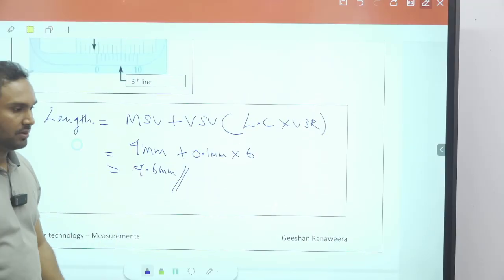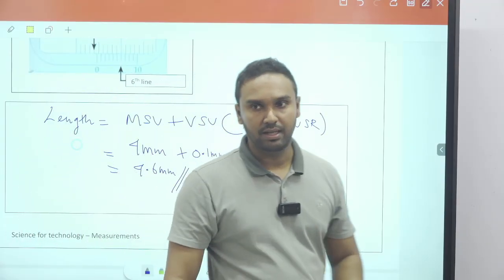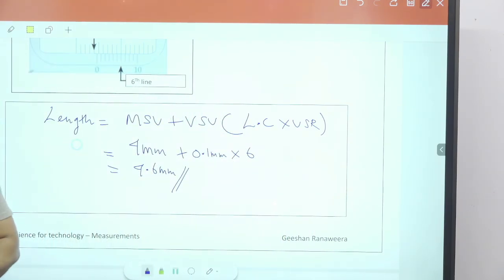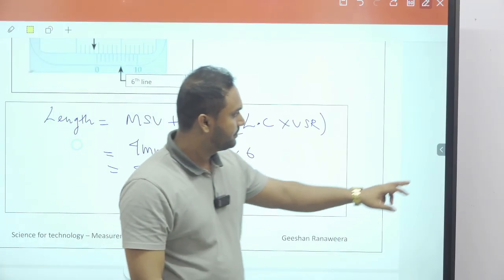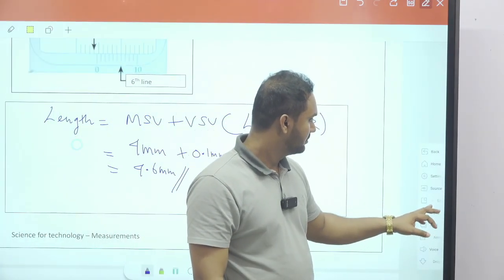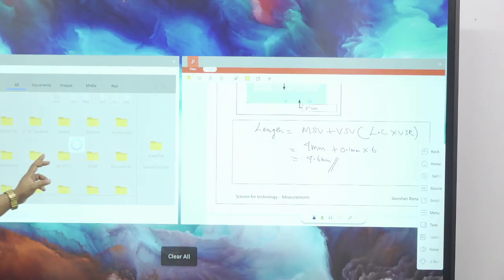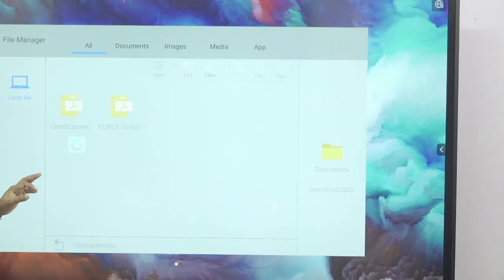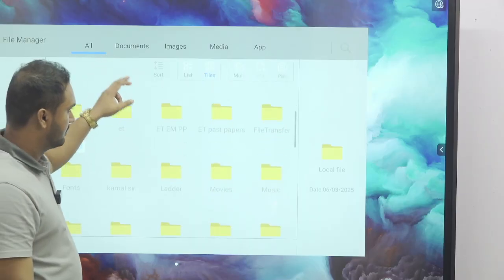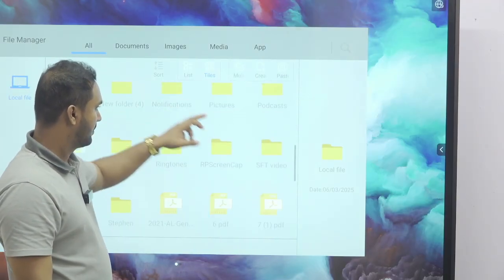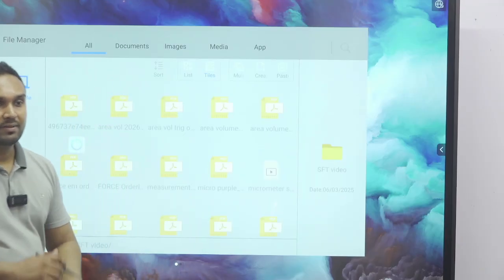So that's it. That's all about the vernier scale, right? So we're going to do some area and volume calculations from now on. So come to the area and volume tute. Now put all the vernier calipers into the boxes.